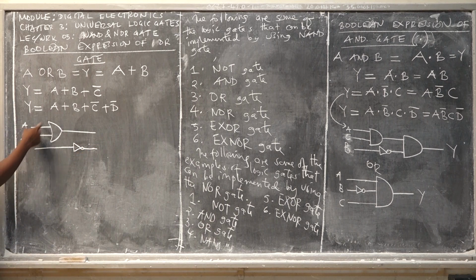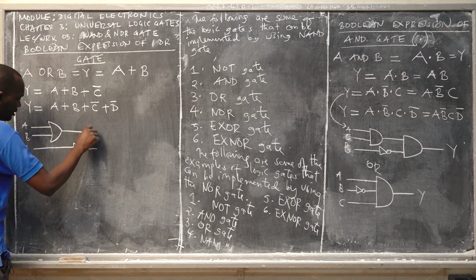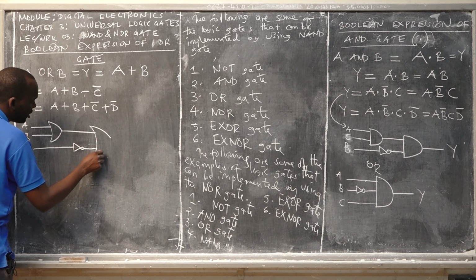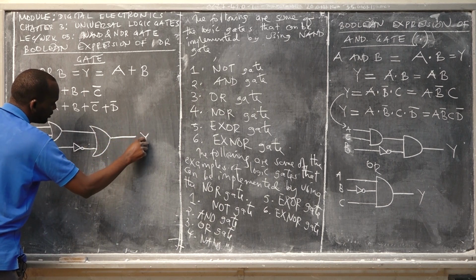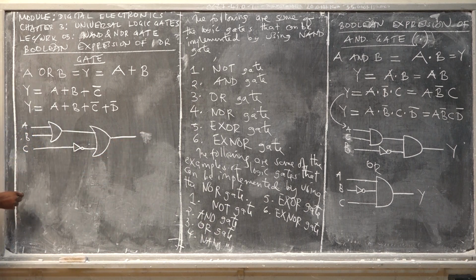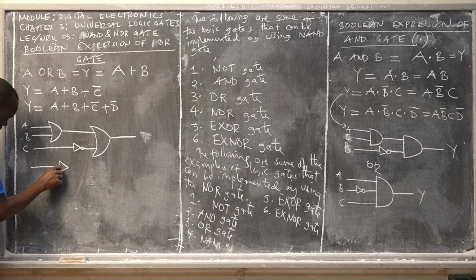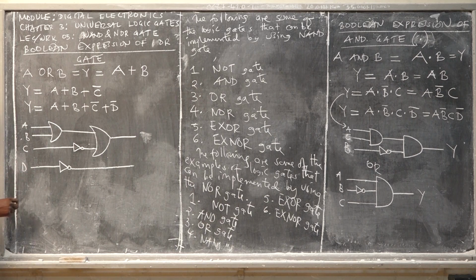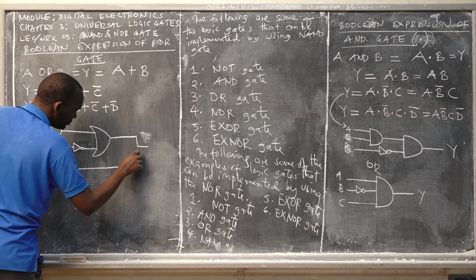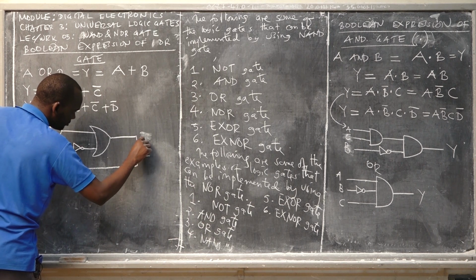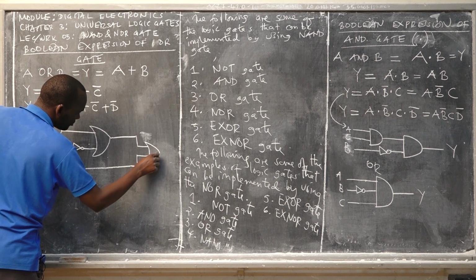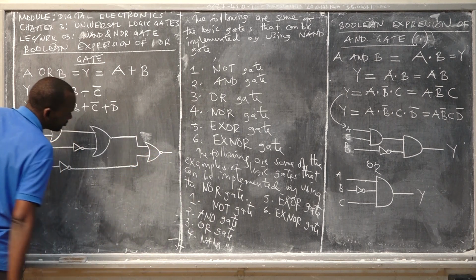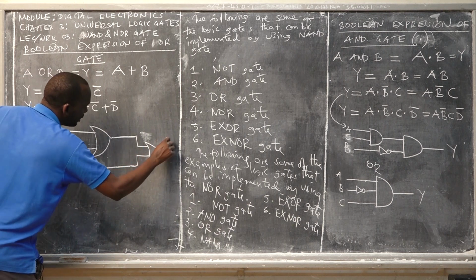So this is A or B or not C. Then we have our OR gate, and this is Y. No, not yet. Then you have D, not of B. So this is D. So D, this is Y.